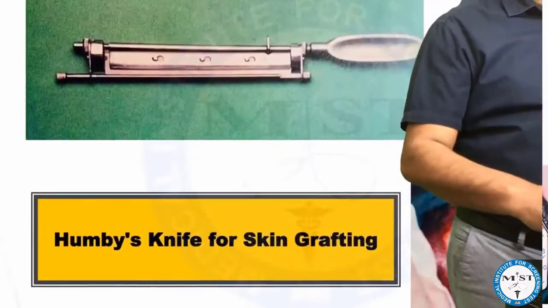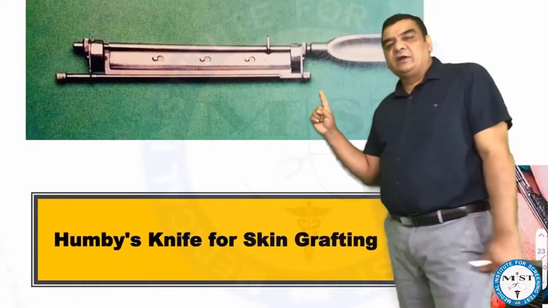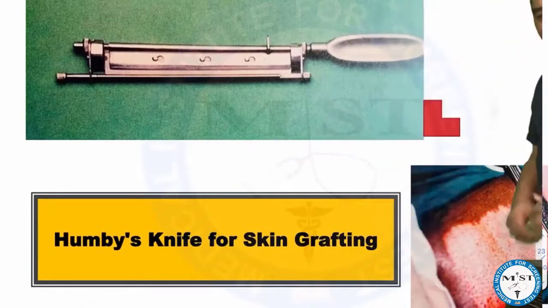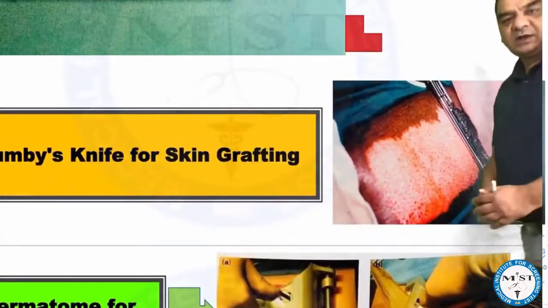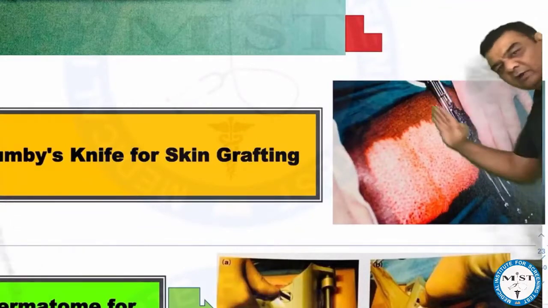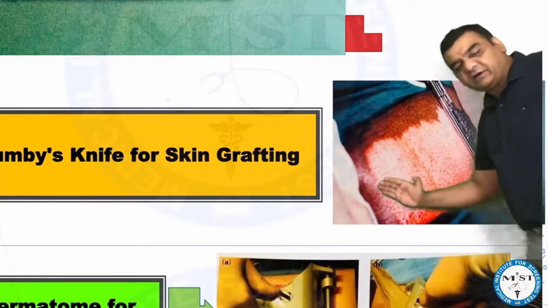This is the knife which we are using for a partial thickness skin graft. This is called Humby's knife. Now we can use this Humby's knife something like this. This is how we are going to harvest the partial thickness skin graft.